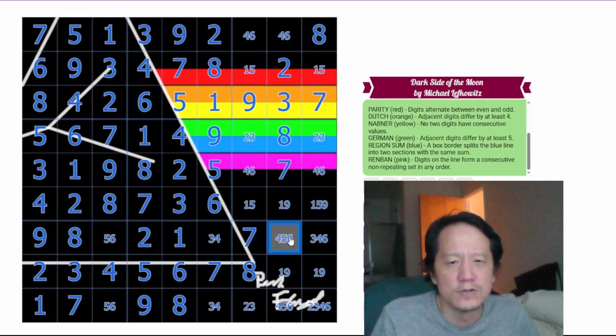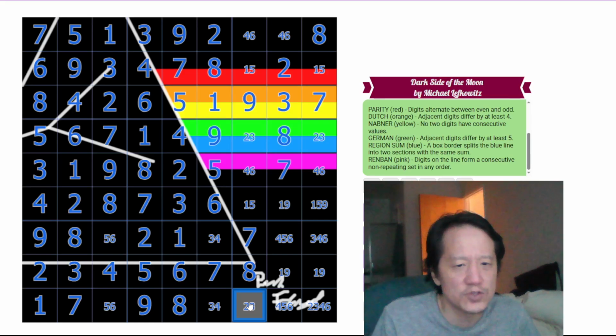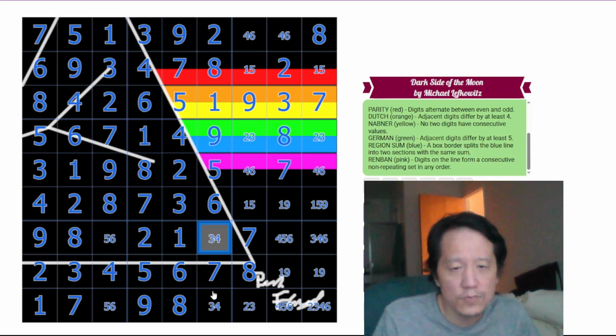Okay, so I guess we just have to try one of these out. If this is 3, that forces this to be 2. That means 3 is here. This would be 2, this would be 3, this would be 2. This would be 4. So you'd have a 5, 6 pair. This would be 4, 5, and 6.